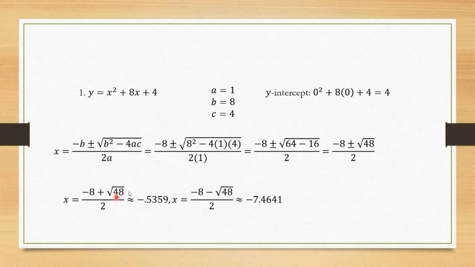So what we get is the x-intercepts. We have two solutions. We have negative 8 plus the square root of 48 over 2. We have negative 8 minus the square root of 48 over 2. And we get a solution from plus, a solution from minus. We have these two. I will tell you ahead of time how many decimal places to round to.